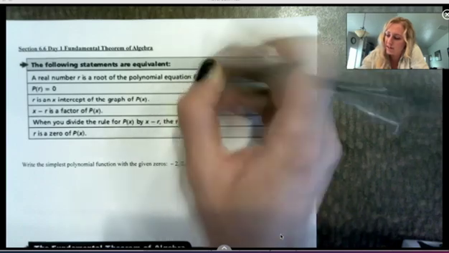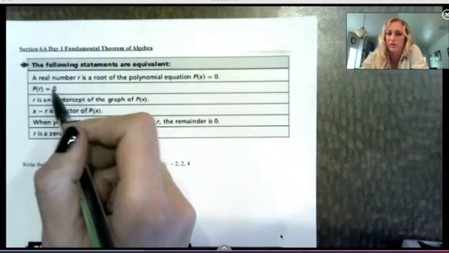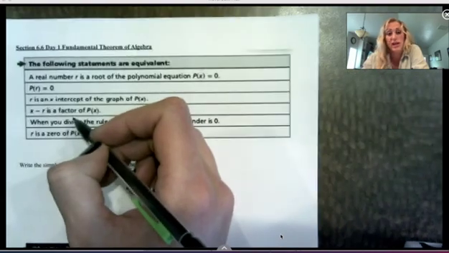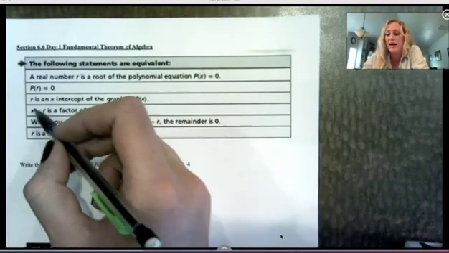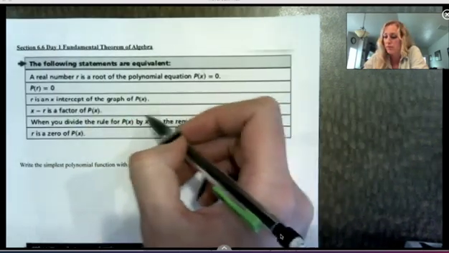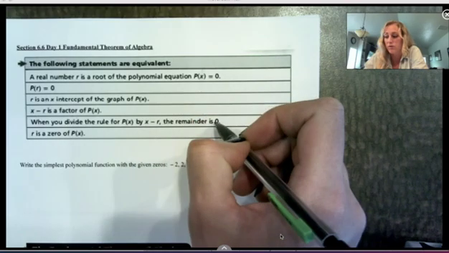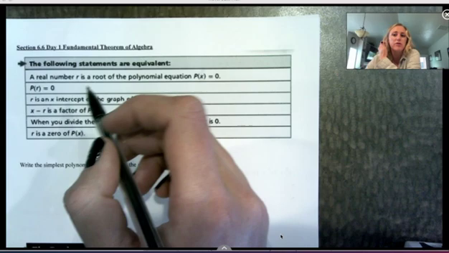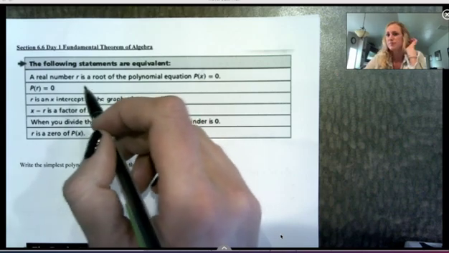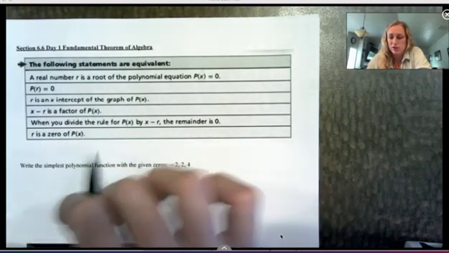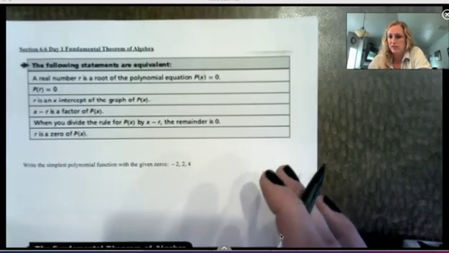Sorry, I'm getting ahead of myself. Here's p of r equals 0. So by saying it's a root, that's what that means. r is also an x-intercept of the graph. x minus r is a factor. When you divide the rule for p of x by x minus r, the remainder will be 0. And r is a 0. So all of those are saying the same thing, okay? So we just need to be familiar with that language and know that it's all asking for the same thing.